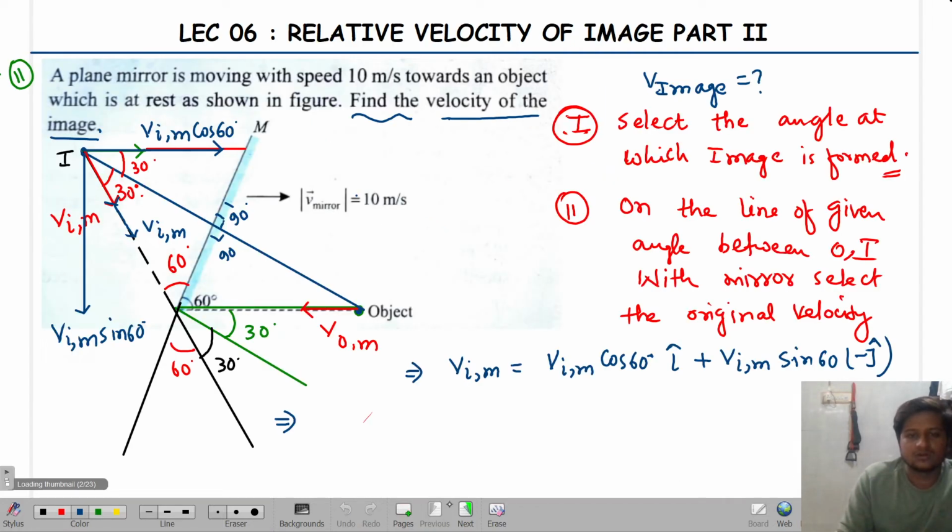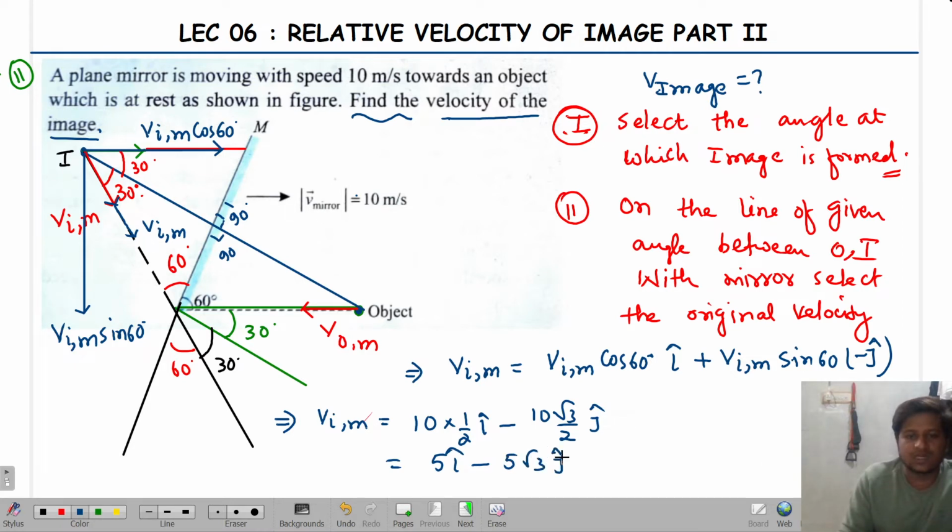Understood? Yes, sir. So here, what will be the equation of velocity of image with respect to mirror? 10 cos 60 is how much? Cos 60, that is 1 by 2, i cap minus 10 sin 60, that is root 3 by 2, j cap. So the answer becomes how much, guys? 5 i cap minus 5 root 3 j cap. This is the velocity of image with respect to mirror.